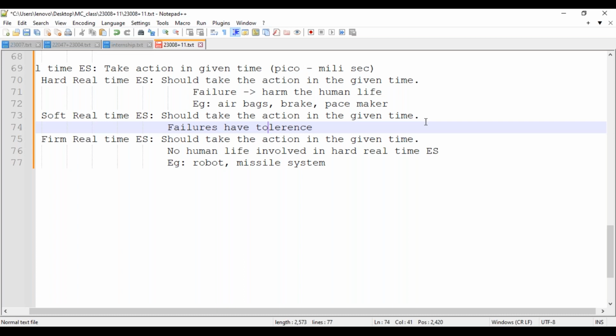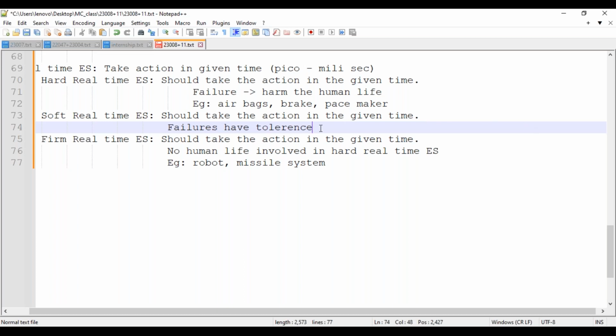You can repeat the task again. So tolerance, washing machine also, yes. That is also having a tolerance. Then automatic chocolate vending machine, yes, that is also having a tolerance. So where the tolerance is allowed, especially they are meant to take the action in the given time, but the tolerance is allowed. So it is considered to be a soft real-time embedded system.